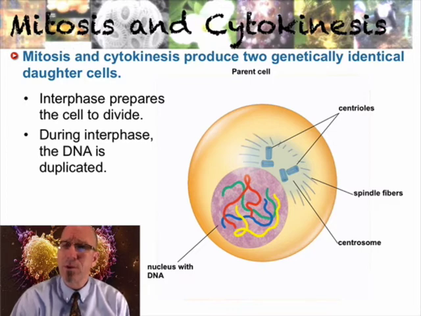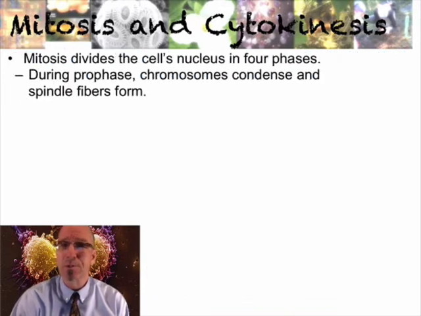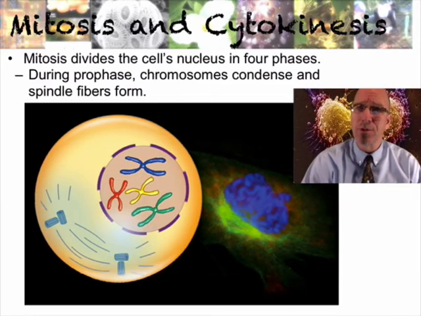So within the nucleus, we have the DNA that's just doing what it's doing. And then we also have these structures called centrioles that are going to produce kind of the railroad tracks that are going to drive the chromosomes around in cell division. So mitosis is broken up into 4 phases. And the first one is called prophase.